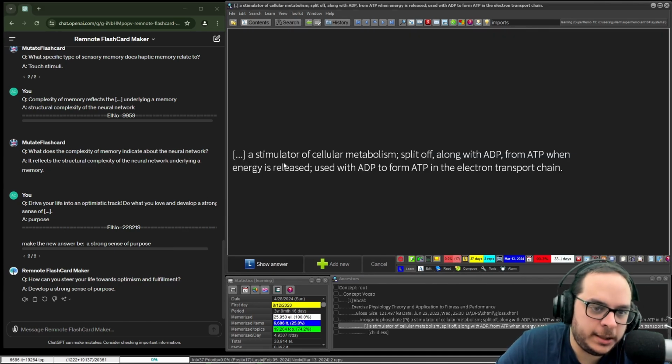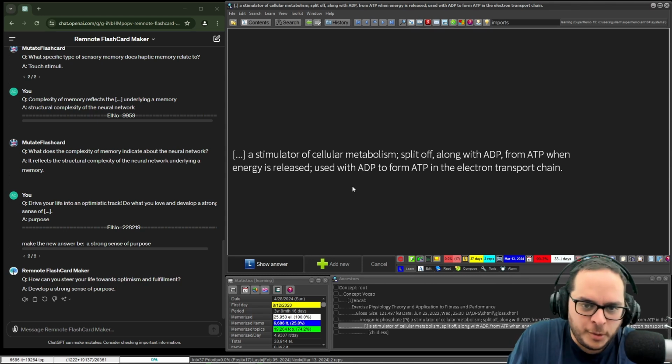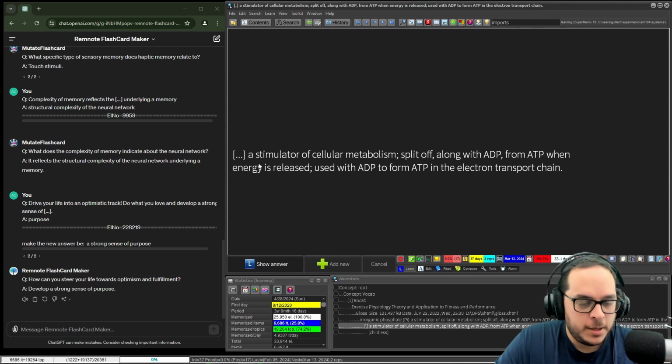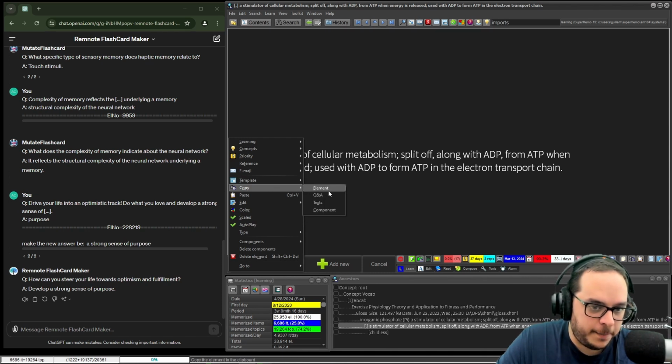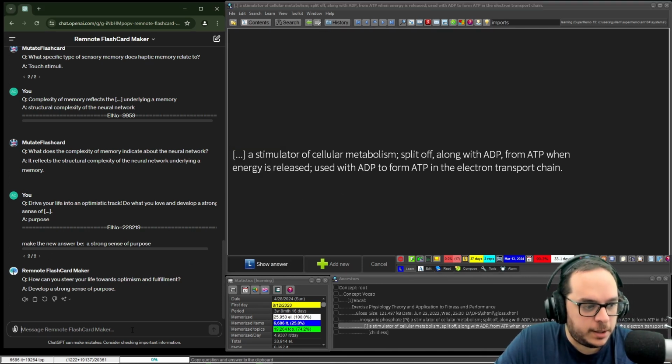Blank, a simulator of cellular metabolism split off along with ADP from ATP when energy is released, used with ADP. What? Too much information already. So what I will do is right-click, copy, Q&A. And then I paste it here.